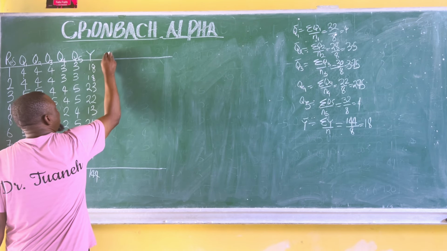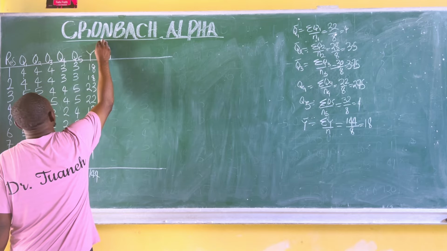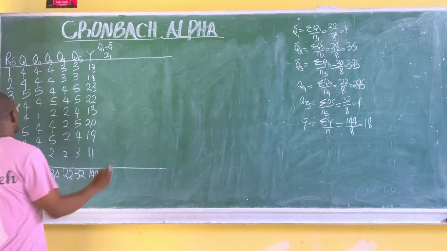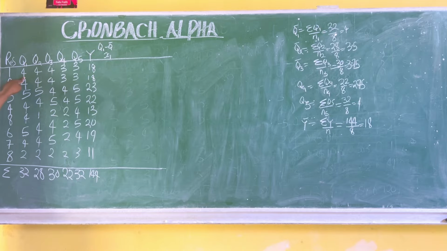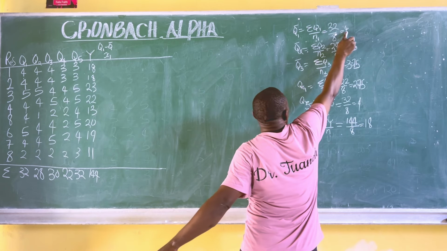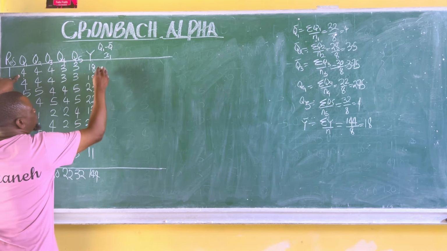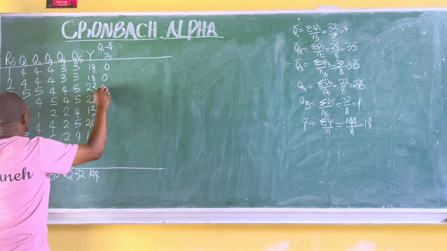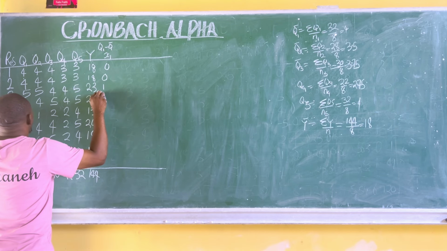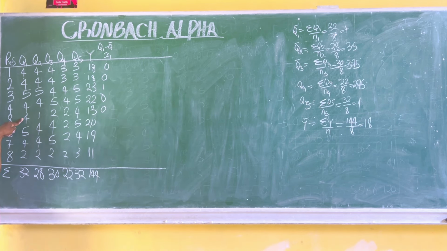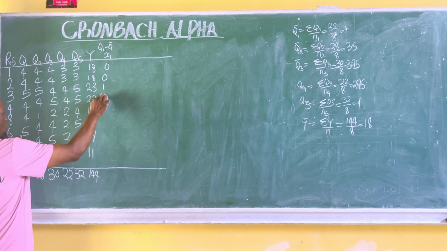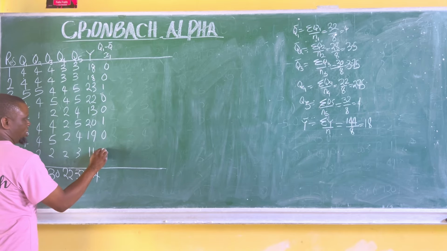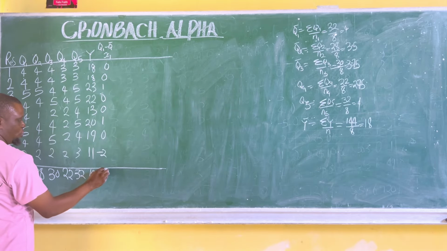column and call it x1. Our x1 will be q1 minus q1 bar. This is q1. Our q1 bar is 4. So 4 minus 4 will be 0. 4 minus 4, 0. 5 minus 4, 1. 4 minus 4, 0. 4 minus 4, 0. Okay? 5 minus 4, 1. 4 minus 4, 0. 2 minus 4, minus 2. So if we sum this, it will be equal to 0.